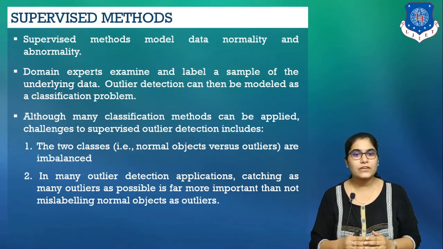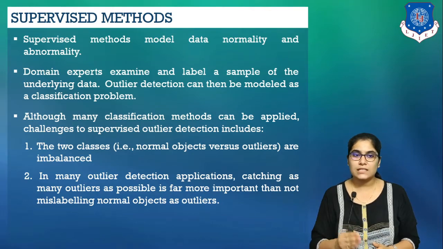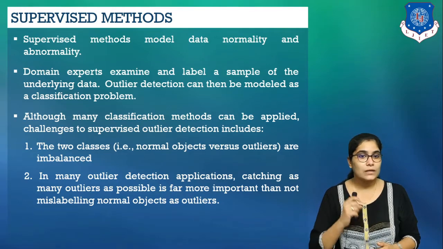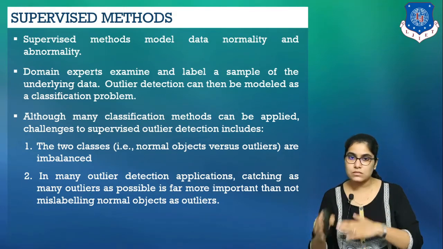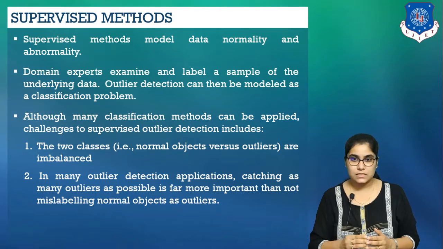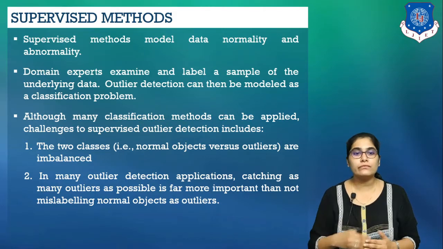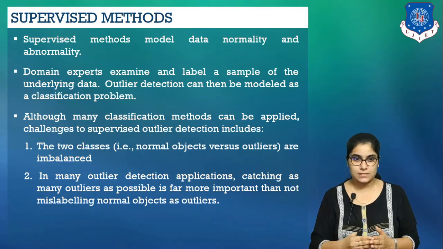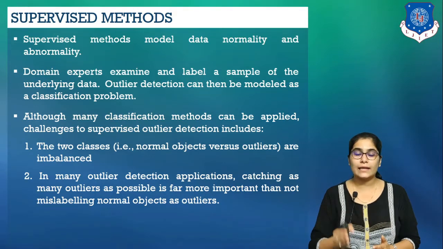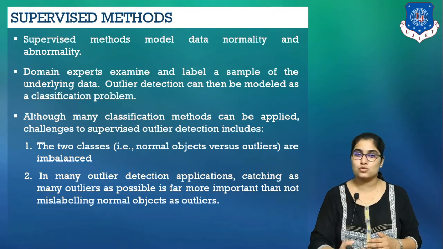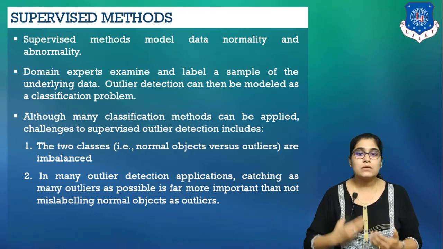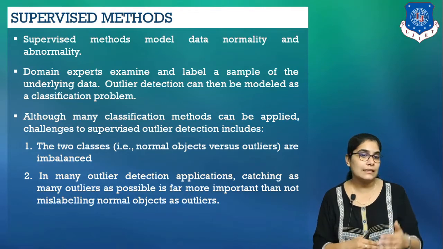Although many classification methods can be applied, challenges to supervised outlier detection include: first, the two classes, that is normal objects versus outliers, are imbalanced. That is, the population of outliers is typically much smaller than that of normal objects, and therefore methods for handling imbalanced classes may be used, such as oversampling, that is replicating outliers to increase their distribution in the training set used to construct the classifier.